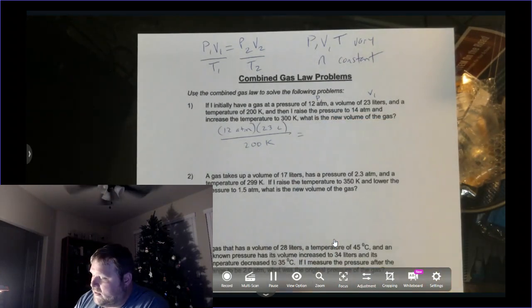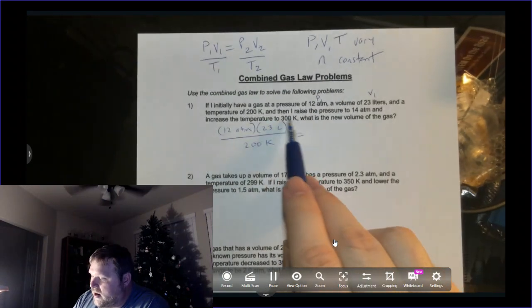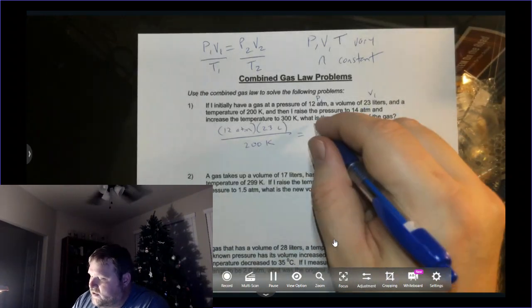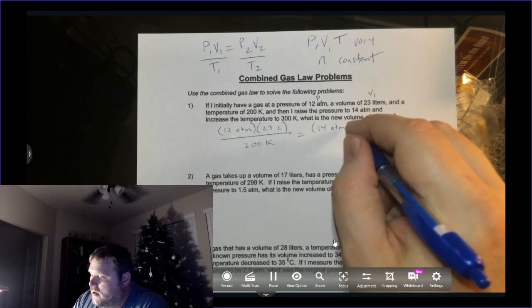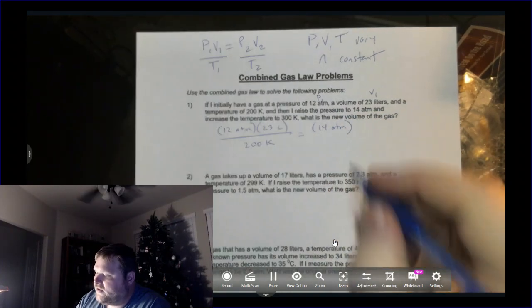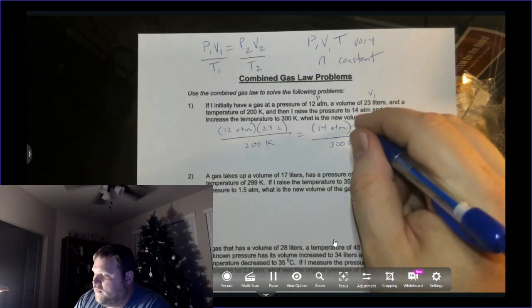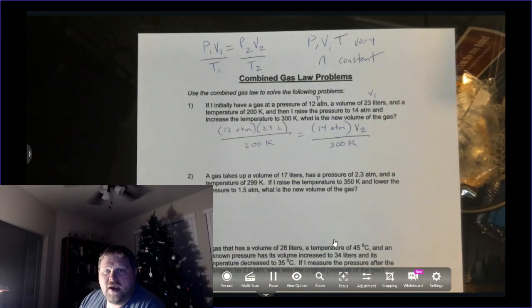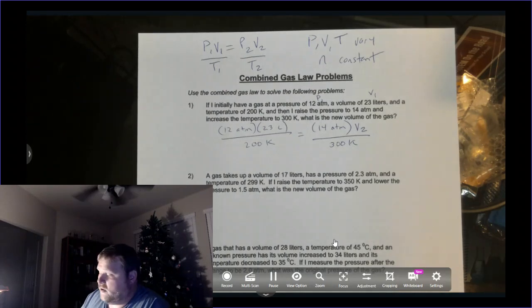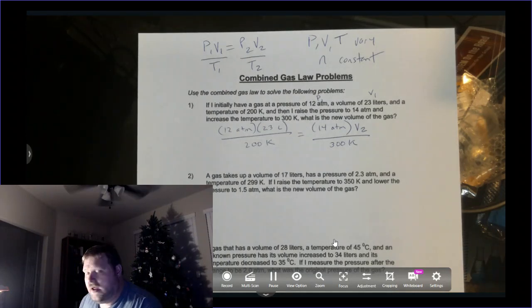And now the rest of the problem statement: I raise the pressure to 14, so that's going to be my P2, and increase the temperature to 300. What is the new volume? So there's your question, and you can make that your variable of choice, or you can use X if that's kind of the way you do it.